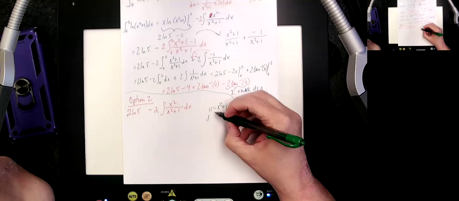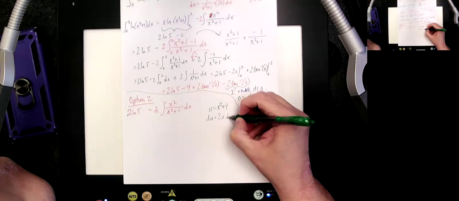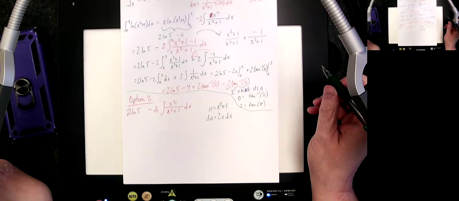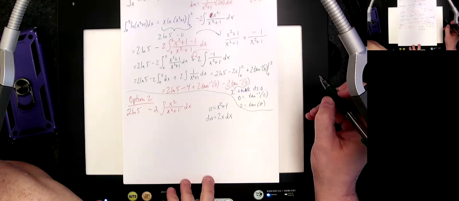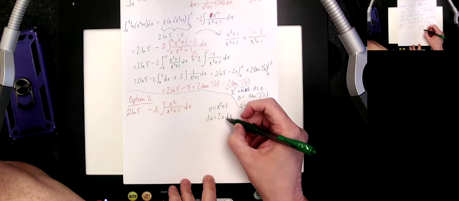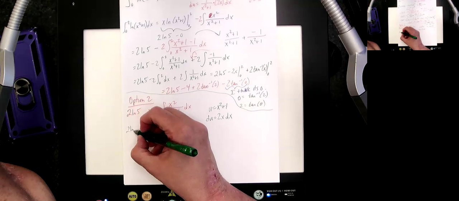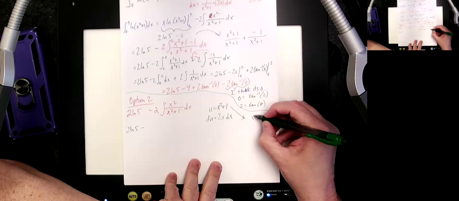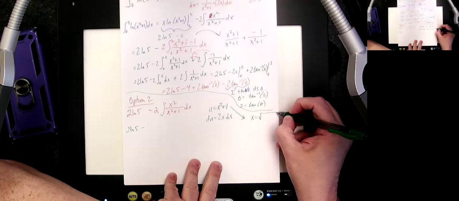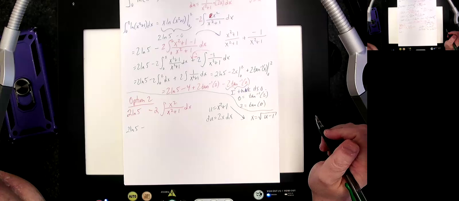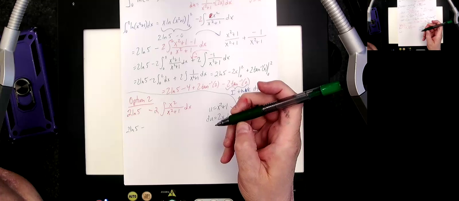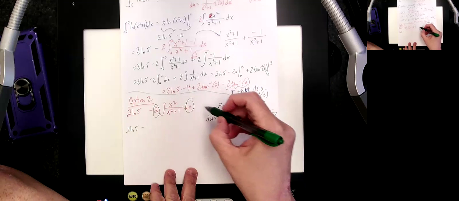So du equals 2x dx. I don't know if this is going to help. We're about to find out. The more I'm looking at it, I don't know that it does. So 2 natural log of 5. I only have 1 x here, so I need to solve this for x. X equals, if I subtract 1 and take the square root, u minus 1. And I use this 2 with this dx for that.